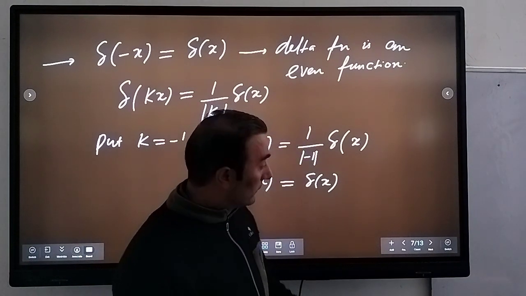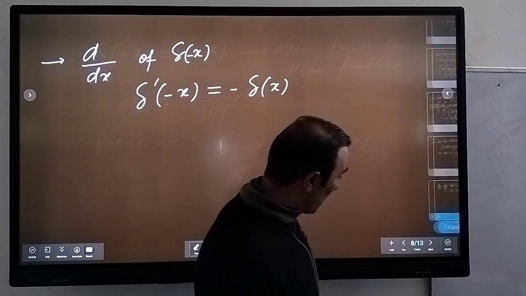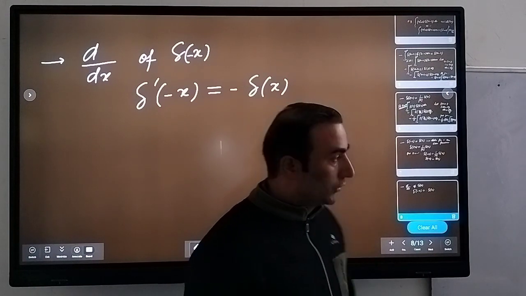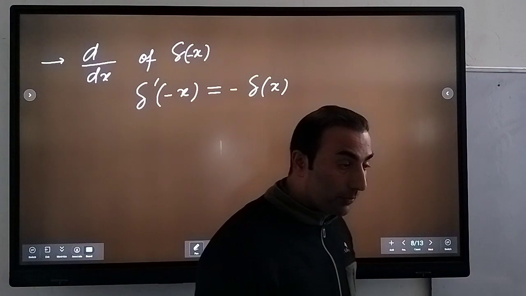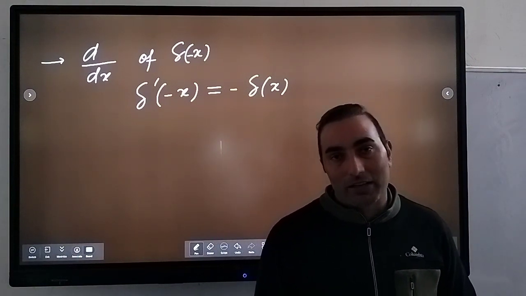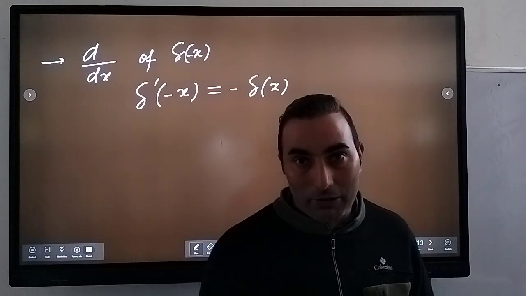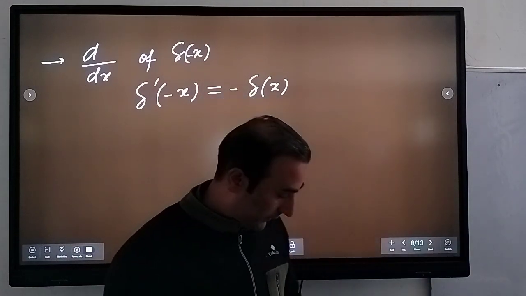And one more property is that if you now take the derivative, if you take d by dx of delta x, so that means you are taking the derivative of this. So we are getting that d by dx of delta of minus x is minus delta prime of x, right? Because already this is an even function, but when you take the derivative, you can have the sign outside, minus d delta of x.